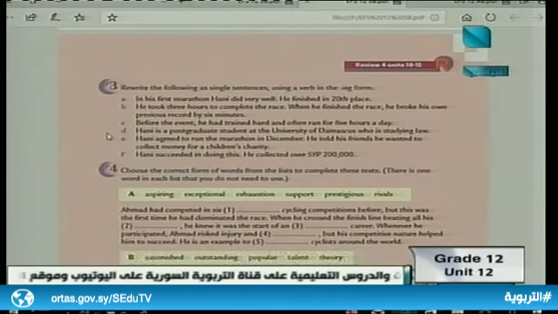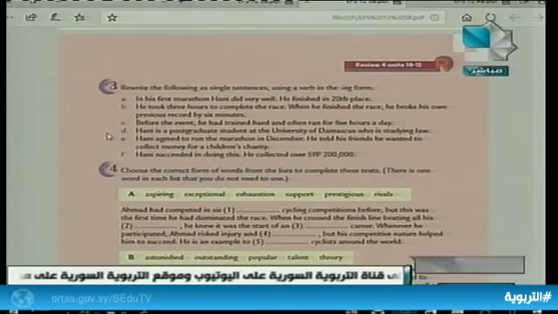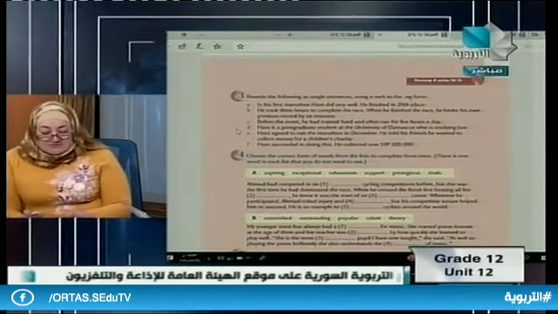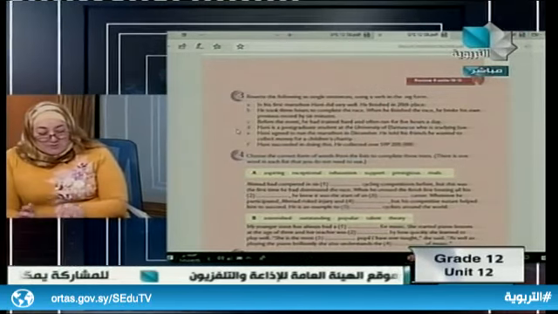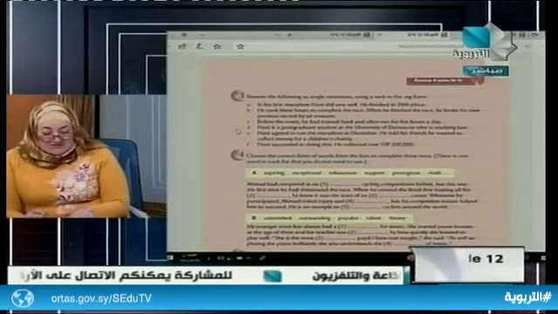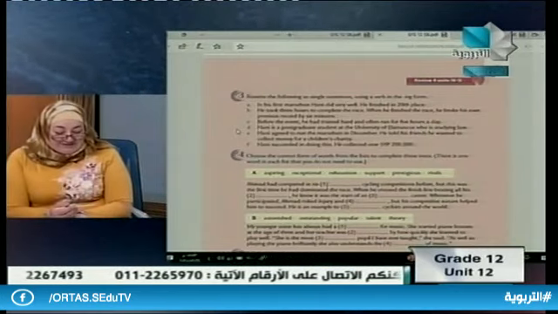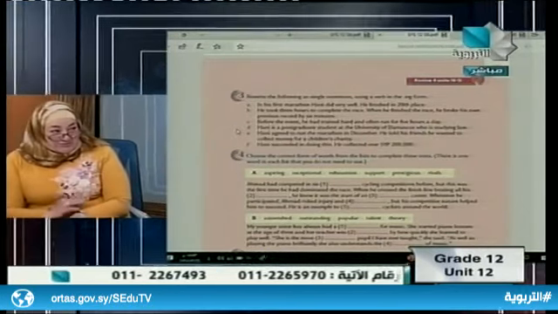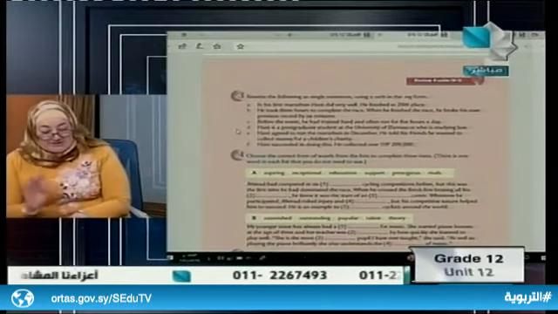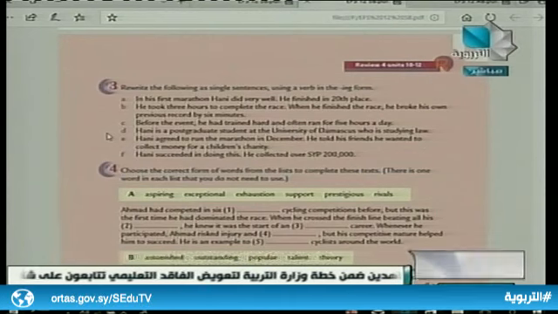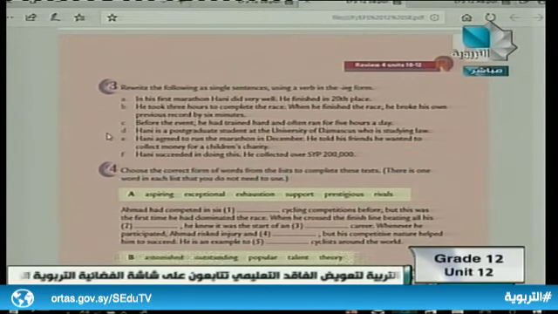The last one. Hani succeeded in doing this. He collected over 200,000 Syrian pounds. Also here we have two separate sentences. To make them one, we omit he, the same subject. It can be deleted. So we put a comma at the end of the first sentence. Collected is returned into its base form collect, and we add the ing form. The sentence will be like this: Hani succeeded in doing this, collecting over 200,000 Syrian pounds. Thank you very much. Okay.